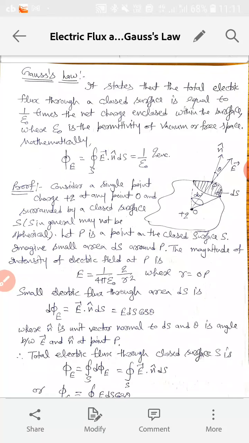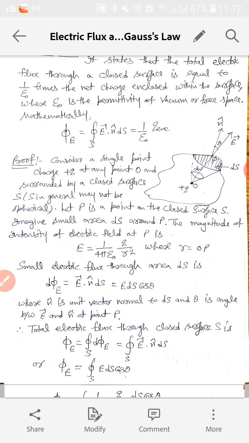This we have already done, how we define this electric flux. But this electric flux will be equal to the charge enclosed by that closed surface divided by epsilon 0. This is what Gauss law says. This is the statement of Gauss law. So now we will prove this statement.